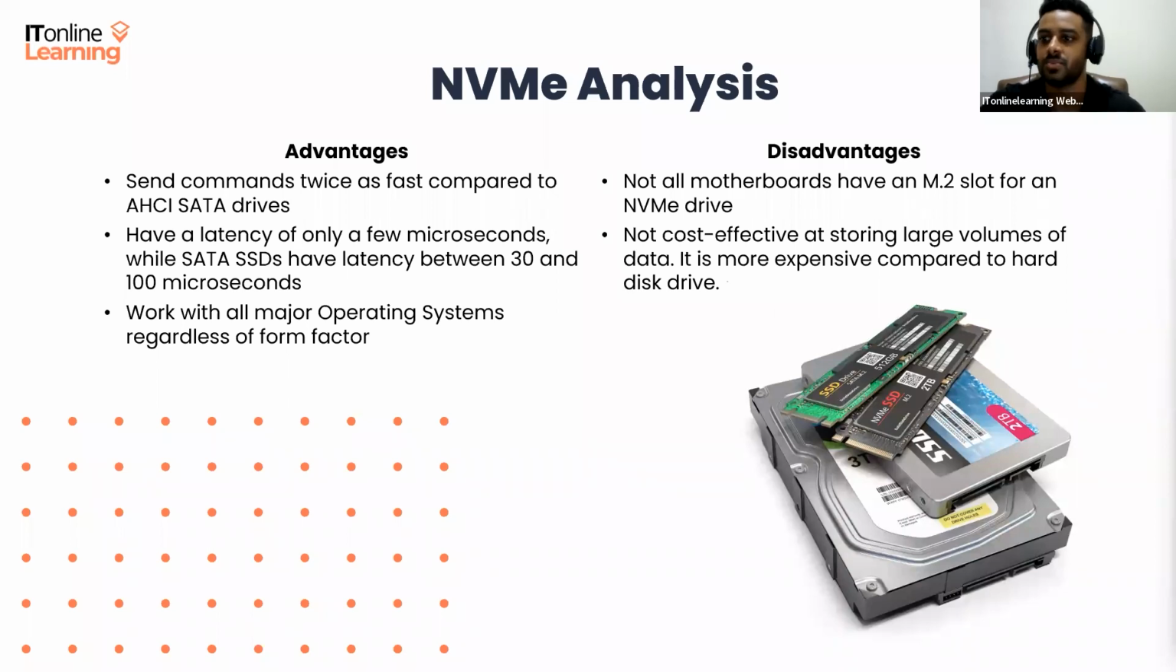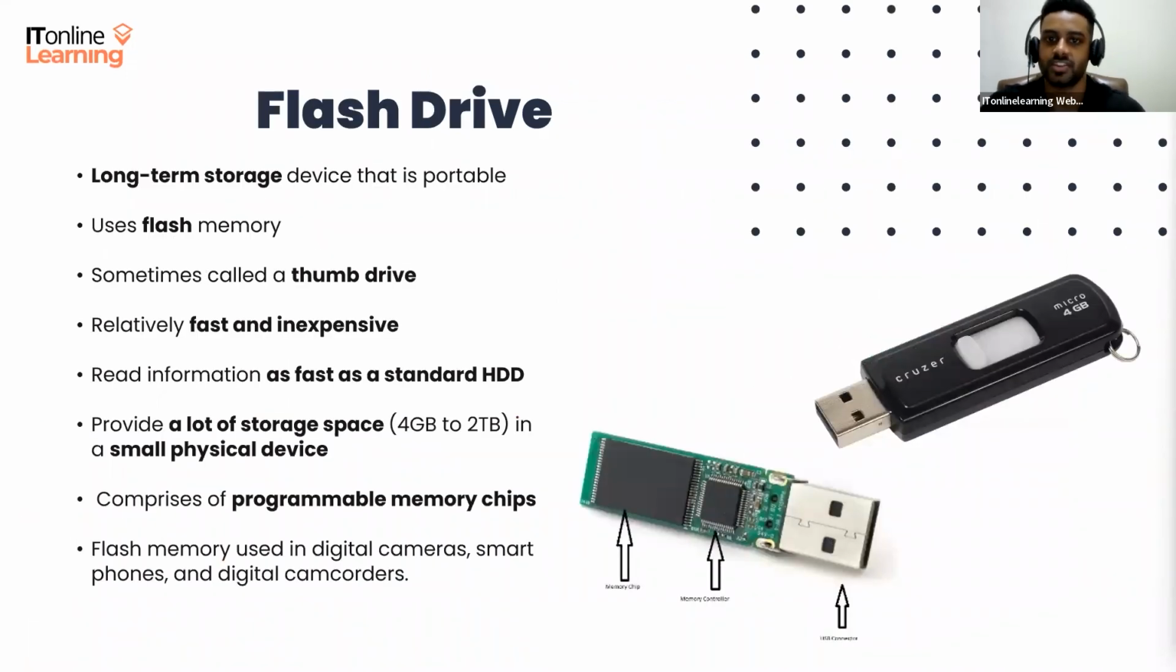So lastly, we're going to move on to flash memory, or your flash drive. I'm sure this will all look very familiar too. There are other types of long-term storage devices that are more portable. These devices use flash memory. This is your flash drive, otherwise also known as a thumb drive. Flash devices are relatively fast and inexpensive. They can read and write information as fast as a standard hard disk drive. Flash devices also provide a lot of storage space in a very small physical device. You can buy flash storage as small as 4 gigabytes and up to as large as 2 terabytes.